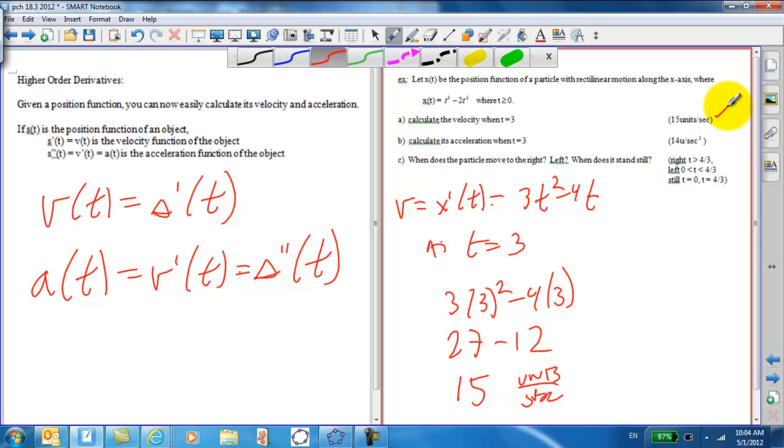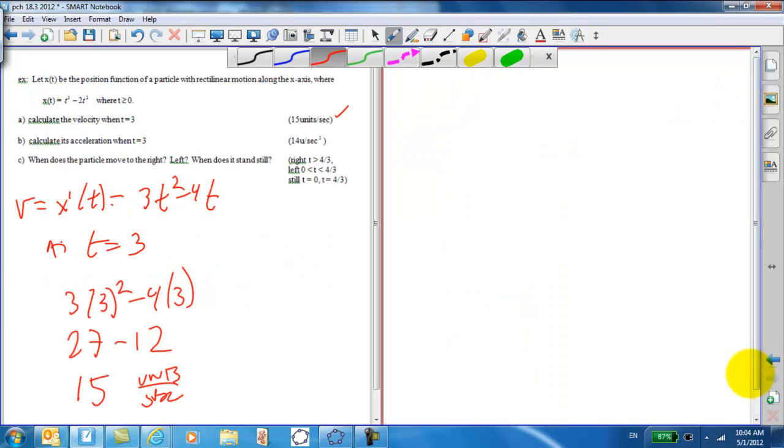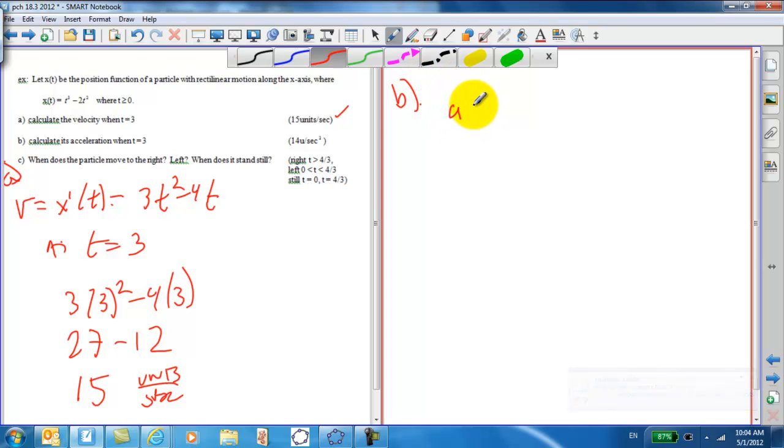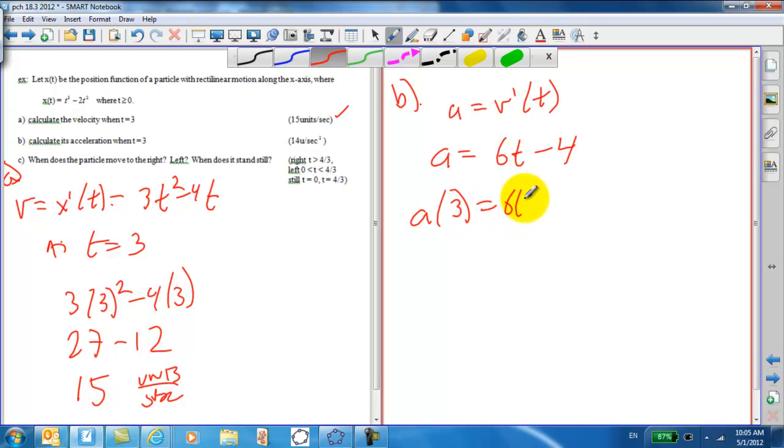Now what's acceleration at time equals 3? Well, this is part B now. This was part A. For part B, the acceleration at time equals 3. Acceleration will equal the derivative of velocity. We have our velocity from before, so now we can say it's 6t minus 4, taking the derivative of this. So the acceleration at time equals 3 is going to be 6 times 3 minus 4, which is equal to 18 minus 4, which is equal to 14. And that'll be in units per time squared, units per second squared.